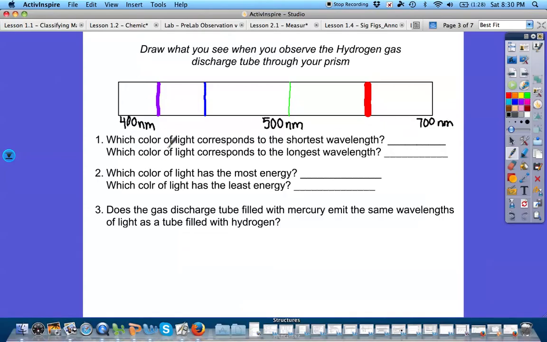So which color of light corresponds to the shortest wavelength? Well, that would be our violets, which is the same as what we saw on the chart on the first page, at the top of the page. The longest wavelength would be our reds. The color with the most energy, because it has a shorter wavelength, would be our violets. And then least energy, since it has a longer wavelength, would be our reds.